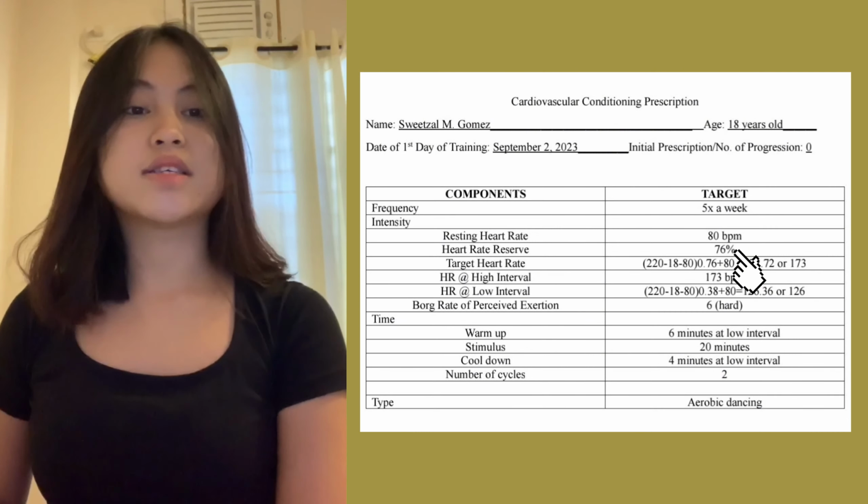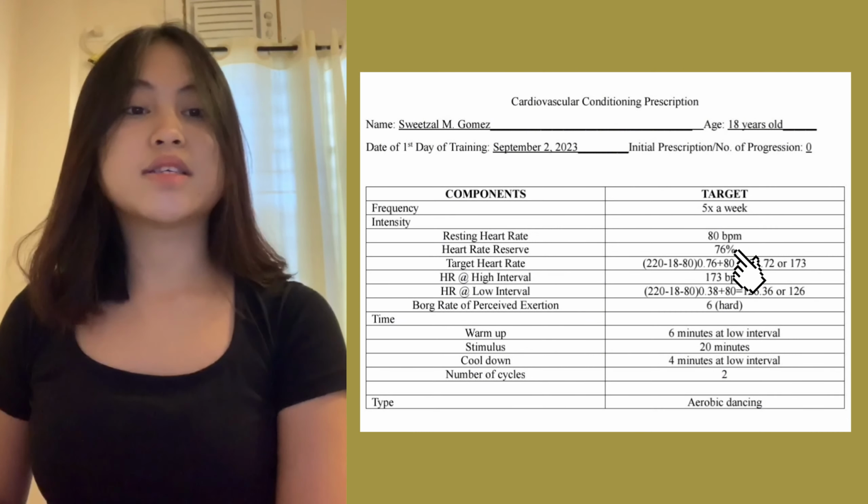Now next is the target heart rate. To get the target heart rate, we follow a formula. 220 is the constant, minus age, minus resting heart rate, and the answer of these 3, enclosed in a parenthesis, is multiplied by the heart rate reserve in decimal form and added to the resting heart rate. In my case, I subtract 220 minus my age, which is 18, and then my resting heart rate, which is 80. That is 122, multiplied by 0.76, which is my heart rate reserve, then plus 80.